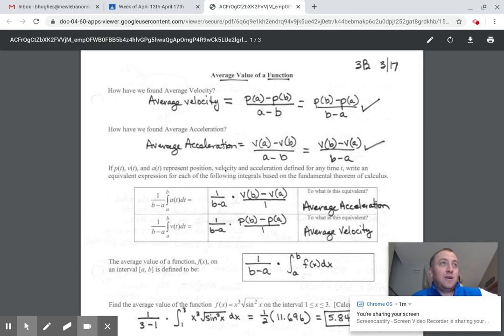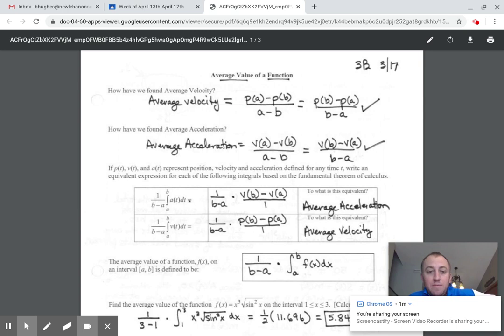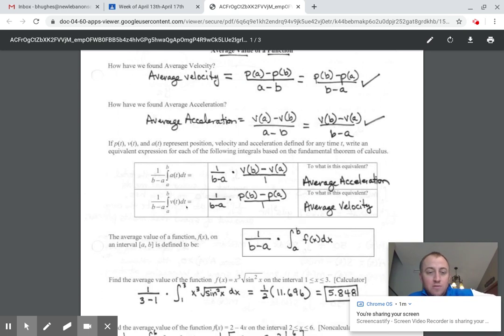So average acceleration is using velocity, V of B minus V of A over B minus A. If we look there, it says, if I have these 2 functions right here, 1 over B minus A of the integral from A to B of a of t dt, I know that the antiderivative of the acceleration is a velocity. So I'd have V of B minus V of A times 1 over B minus A. That is the exact same thing as the average acceleration.